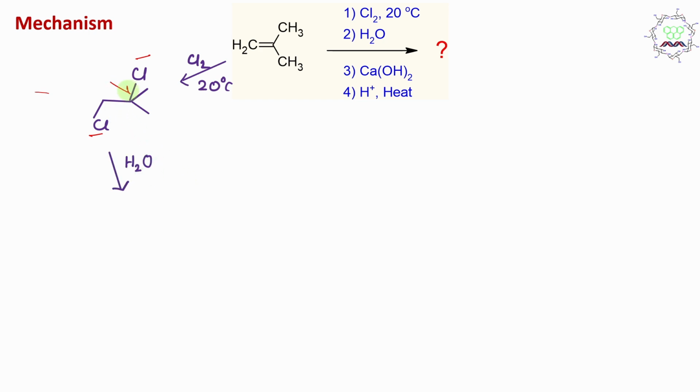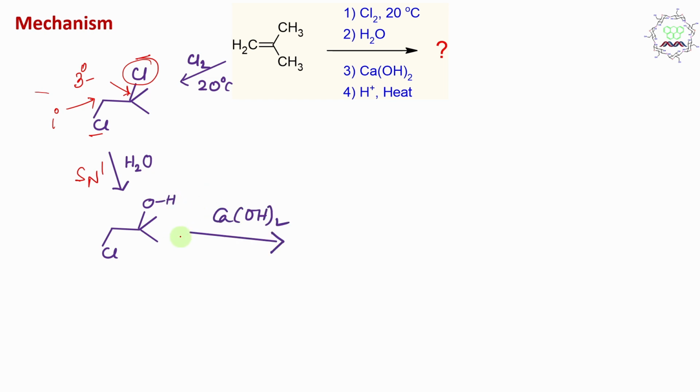See, if you look at this carbon, this is a tertiary carbon, and in this case this is a primary carbon. So obviously if this chlorine goes, it will produce tertiary carbocation, and here primary carbocation. As tertiary carbocation is comparatively more stable, this chlorine will undergo solvolysis or hydrolysis or SN1 reaction to produce the corresponding tertiary alcohol.